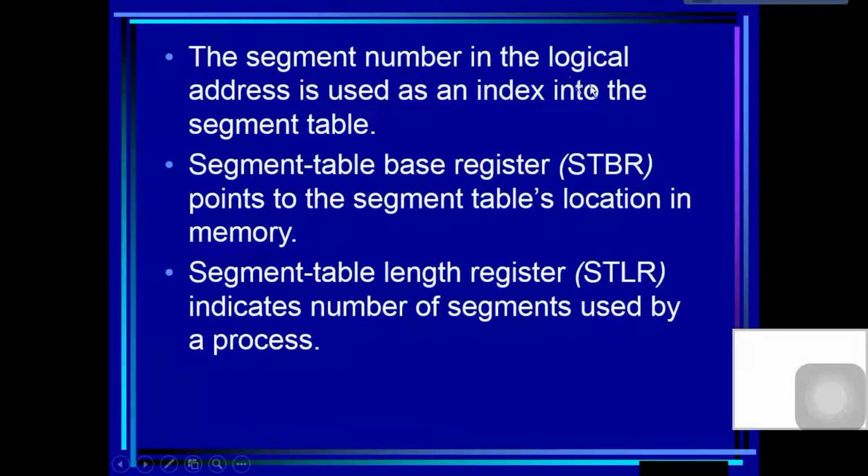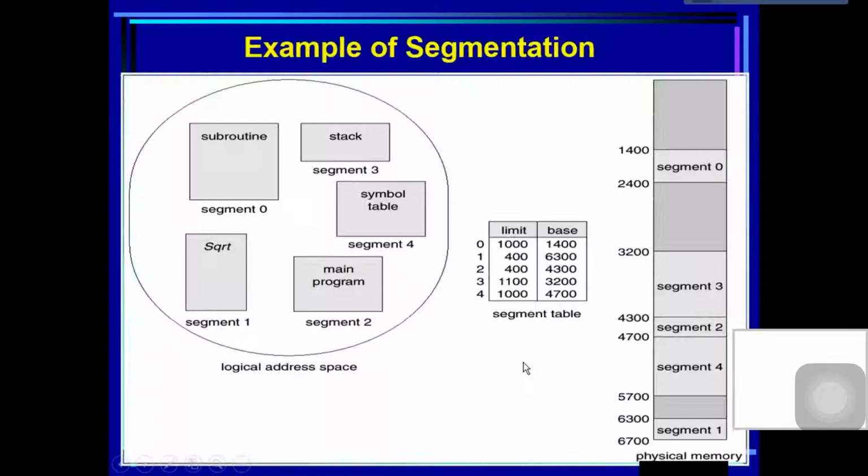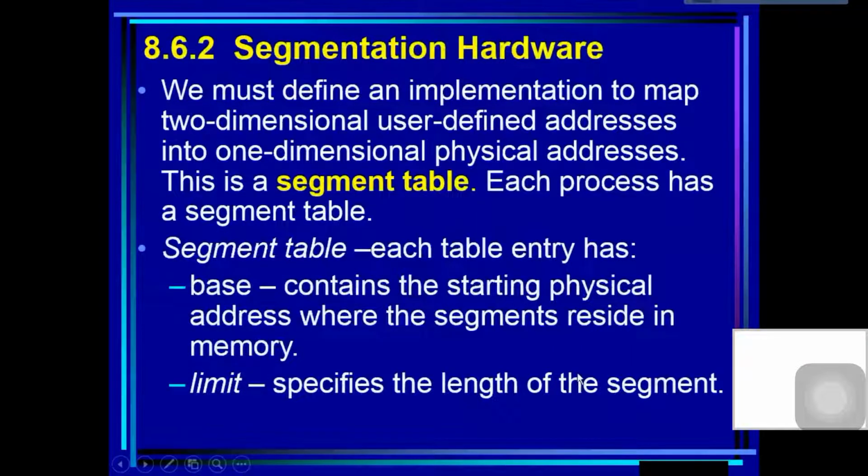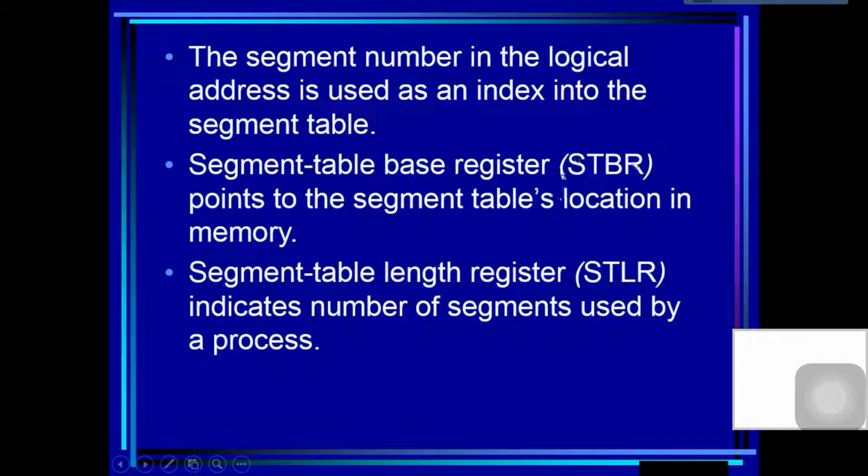The segment number in the logical address is used as an index into the segment table. The segment table base register points to the segment table's location in memory. That means you must remember each process has one unique segment table. And this segment table is also stored in main memory. So the segment table base register, this special register, points to the segment table's location in memory. And the second special register, this one, the segment table length register, indicates the number of segments used by a process. Okay.